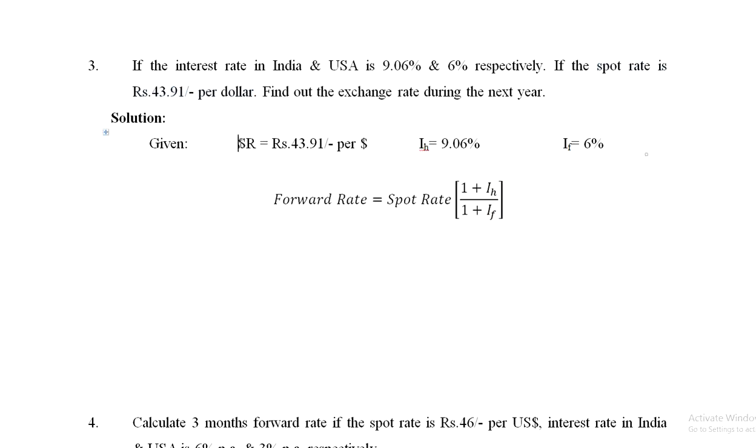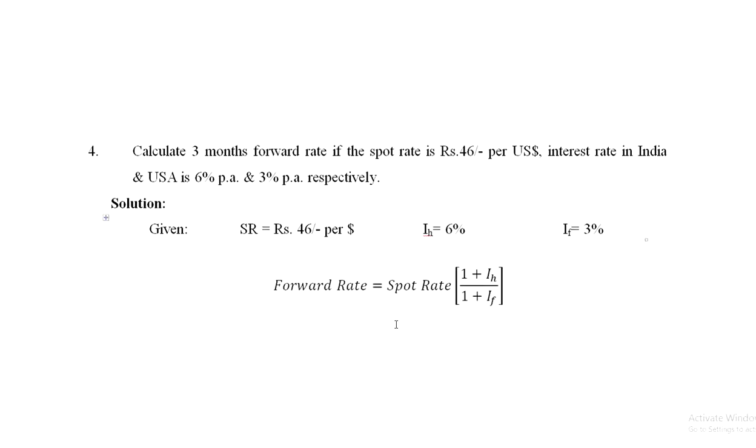So the spot rate is 43.91, and the home country is India, and the rate of interest in India is 9.06%, and the host country is US, that is New York, and he pays 6%. I have left the column blank here. I want you to solve this again, right? So let us come up with the next question.